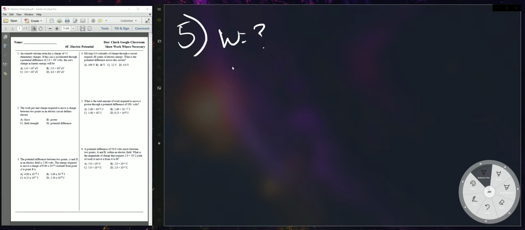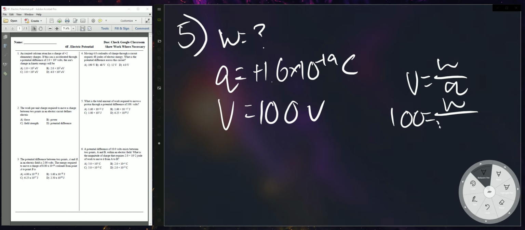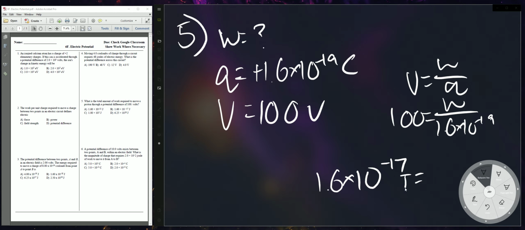What is the total amount of work? A proton, so you know the charge of 1 proton. Potential difference of 100 volts. So V is W over Q, 100 equals W over 1.6 times 10 to the negative 19. Multiply 1.6 times 10 to the negative 19 on both sides. You should get 1.6 times 10 to the negative 17 joules, and that's your work, and that's going to be B.